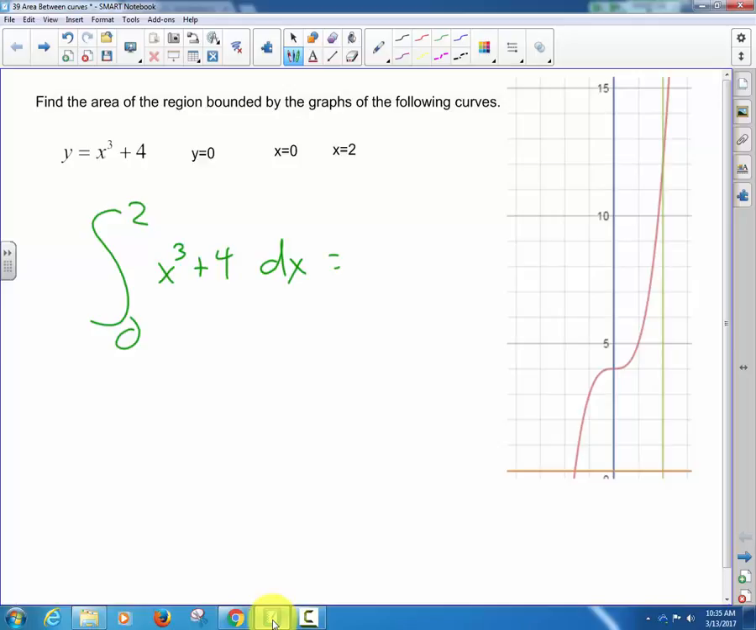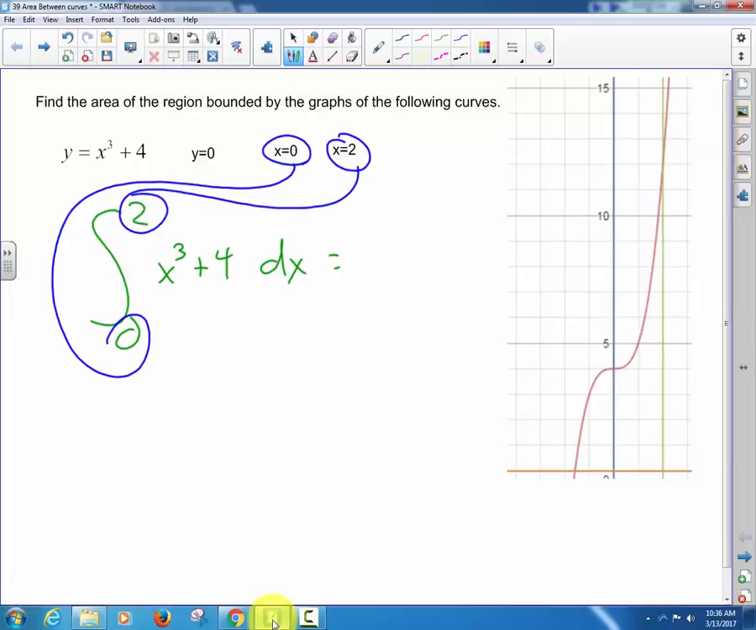Now, where did the 0 and the 2 for the limits of integration come from? The 2 x values. So x equals 0 is this one down here, and x equals 2 is this one here. All right? How does the y equals 0 figure into it there? Where is y equals 0? It's the horizontal x-axis. So that kind of gives us a bottom to it. So it just says we're finding the area of this region right here from 0 to 2. And if we integrate that, we'll find an area.